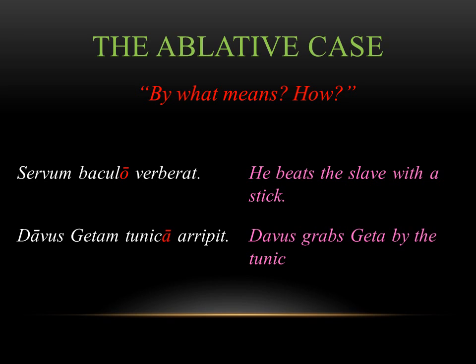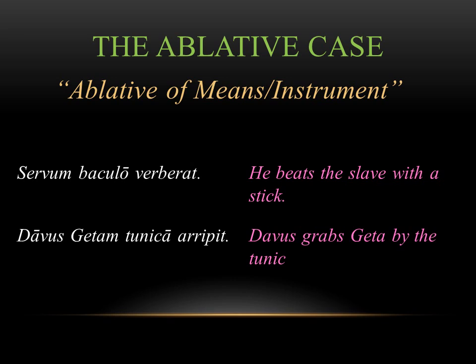This is why the ablative case is often called the adverbial case, because it's almost describing a verb and giving you more information about it. This is what we call the ablative of means and instrument. And usually we call it the ablative of means. That's an easier way to think of it, because you're saying by what means or how is someone doing something.